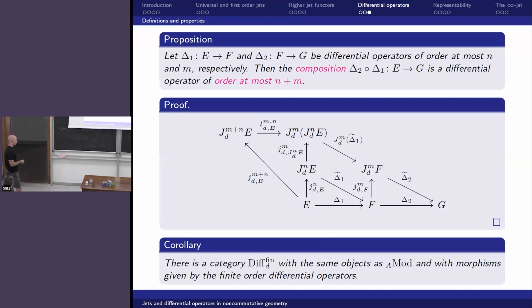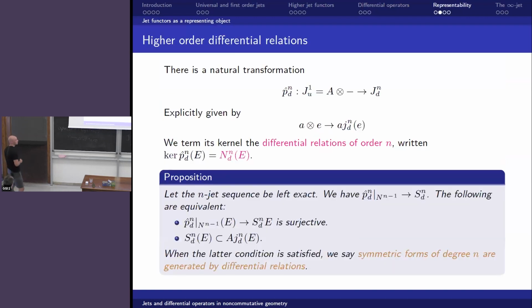So then you get a category of finite order differential operators. The objects there are the same as the objects in A-mod, so left A-modules, and the morphisms are finite order differential operators. You can do this with the infinite jet as well, and infinite order differential operators. We'll get to that at the end.